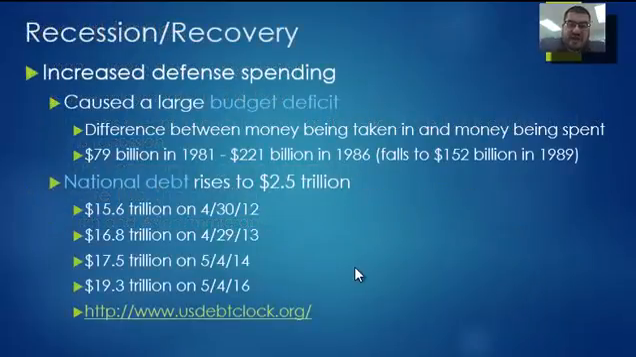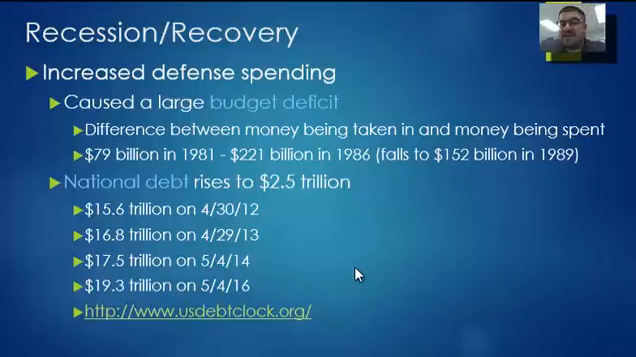In order to help our way out of this, Reagan, going along with a good conservative foundation, wants to increase our defense spending. This causes a large budget deficit. And a budget deficit is when you spend more than you take in taxes. A budget surplus would be the opposite. It's when you take in more in taxes than what you spend.